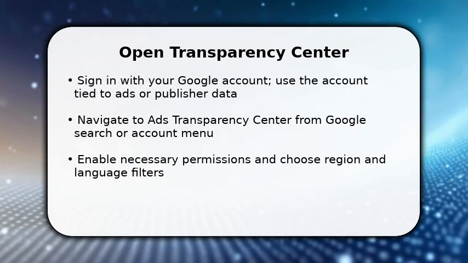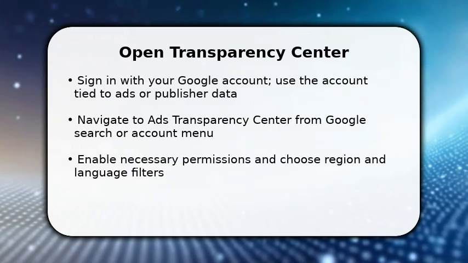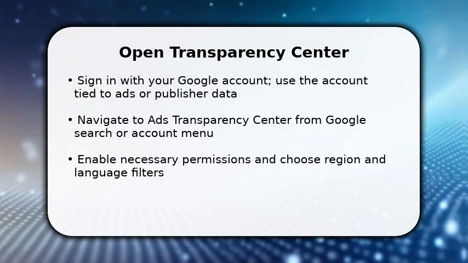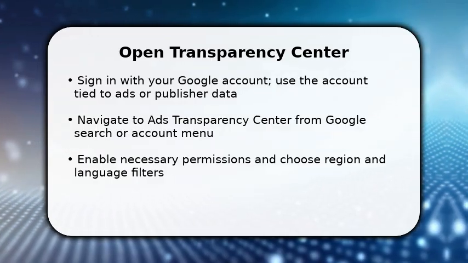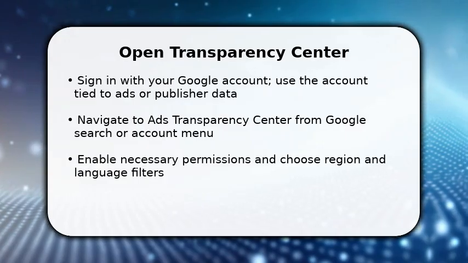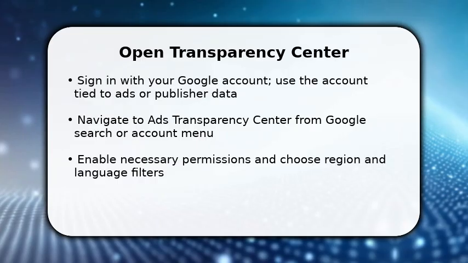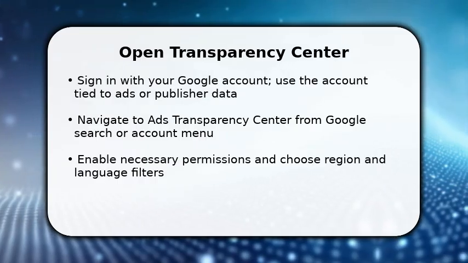Enjoy the video. You start by signing into the Google account linked to the ads you'll inspect. Once signed in, go directly to the Ads Transparency Center via the account menu or a quick site search. Make sure to enable any requested permissions for viewing ad details. Without them, you'll see limited data.